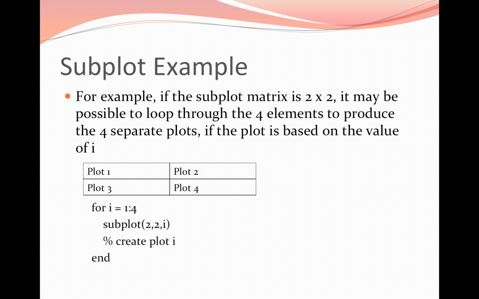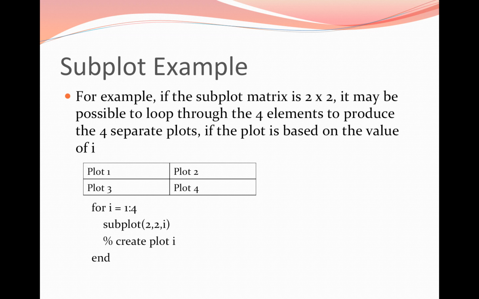So if we have a 2 by 2 subplot in the figure window, again, it numbers the parts of the subplot row-wise. So the upper left corner of the figure window would be plot 1, the upper right would be plot 2, the lower left would be plot 3, and the lower right would be plot 4. In a for loop, we would loop through the 4 different parts of the subplot, saying for i gets a value of 1:4. The call to the subplot function would be subplot 2, 2, i.